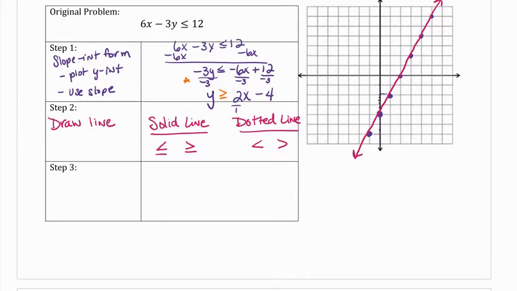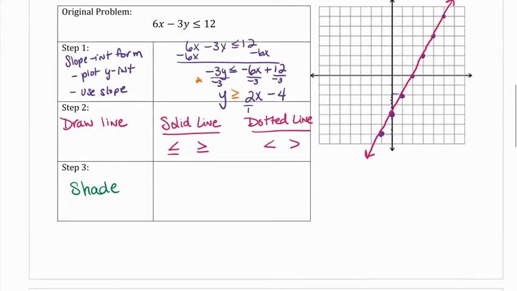Last but not least, like I said before, we don't want to do just the line. We want everything greater than or equal to that line. So step 3 is to shade, right? If we've got a greater than, right? So if it's greater than or equal to, we're going to shade above the line. And if it's less than or equal to, we're going to shade below the line. Okay, greater than above, less than below.